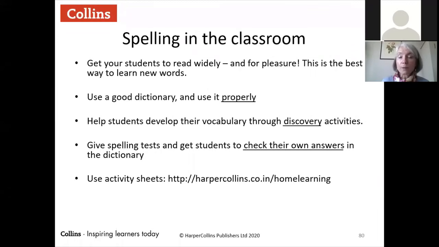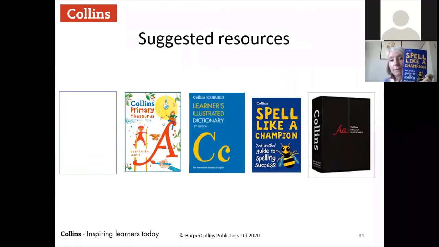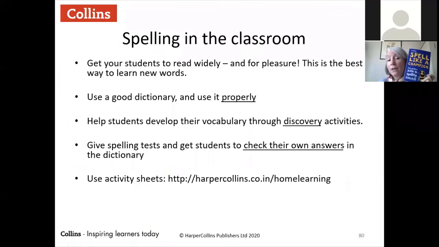But then again, coming back to questions. Someone is asking you to share the name of the book again, if you could please. It's called Spell Like a Champion. Spell Like a Champion. Okay. Spell Like a Champion. Your practical guide to spelling success. And don't forget, we'll be sharing this full presentation so you can use it as a manual on the Collins India Home Learning website, and the URL is there at the bottom of that slide.